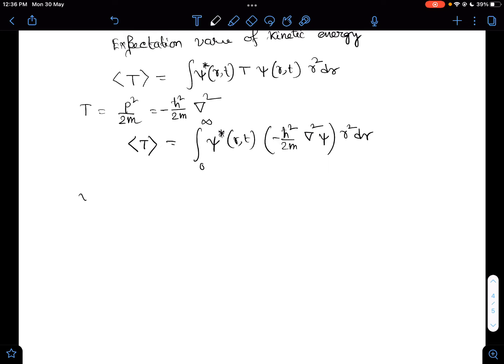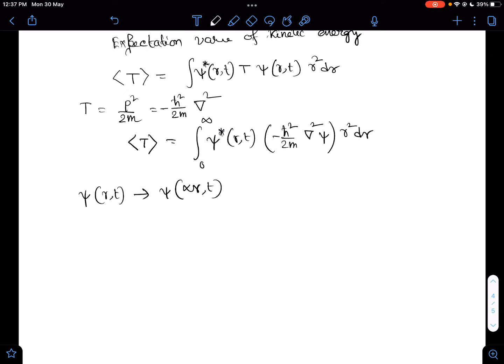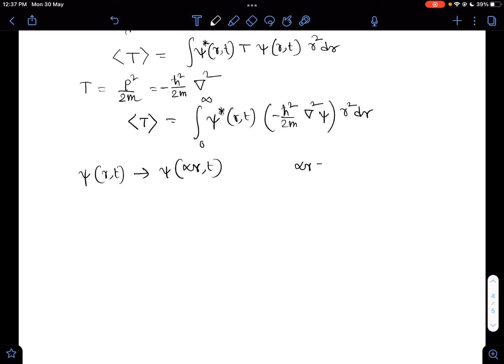Now suppose that ψ(r,t) changed to ψ(αr,t). So let us denote this αr by u.